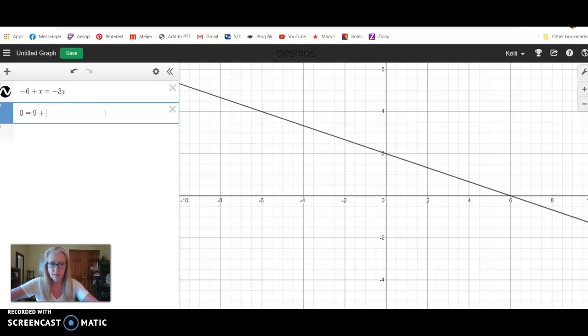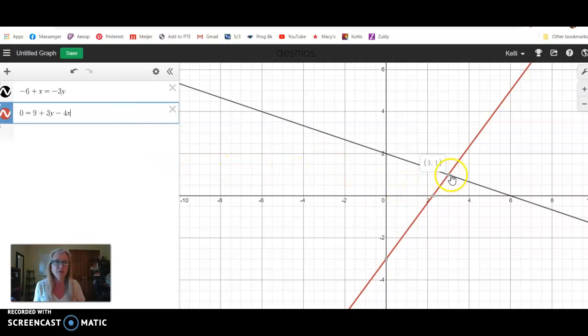9 plus 3y minus 4x. That is a hideous abomination of a math problem. But look at that. Desmos cranked it out for you. Move your cursor over here and boom, the solution to that system of equations is (3, 1).